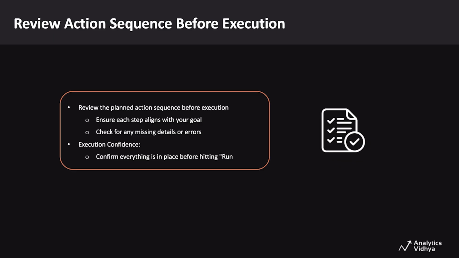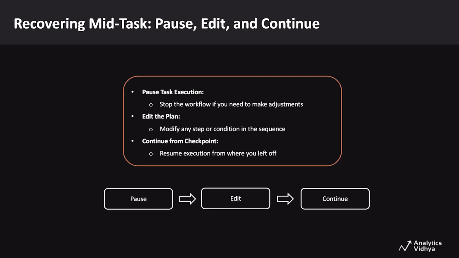Before Co-work starts executing, it is important to review the action sequence. This step allows you to ensure that everything is in order. You can check for any missing details or inconsistencies before moving forward, giving you confidence that the workflow will run smoothly. Sometimes things don't go as planned, and that's okay. Co-work lets you pause the task if needed, edit the plan, and then continue from where you left off, like we did in our previous video. This gives you flexibility to adjust workflows mid-task without starting over, making it easier to recover from any interruptions.